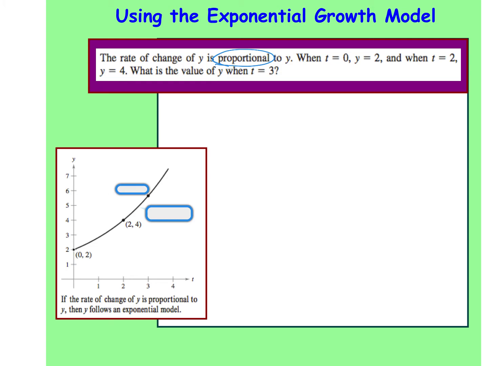So it says proportional, so we can jump to y equals ce to the kt.